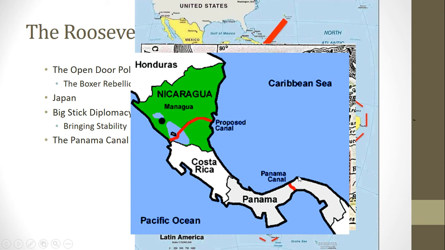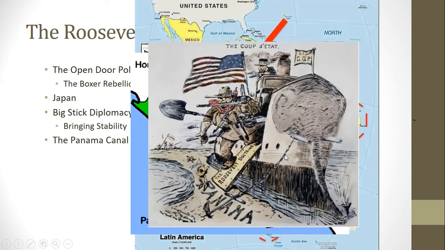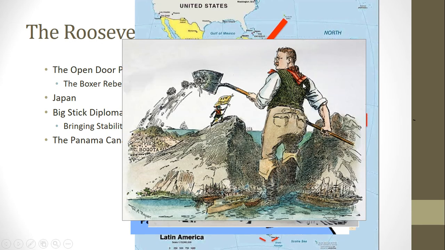So, how do we convince Colombia to let us dig a canal through their territory? Well, what if it wasn't their territory anymore? So we sponsored a rebellion in Panama, and with the tacit support of the Marines and the US Navy, prevented Colombia from stopping them. So here's Theodore Roosevelt disembarking in order to help ensure that Panama becomes independent. Here he is digging the canal and throwing the dirt on Bogota.